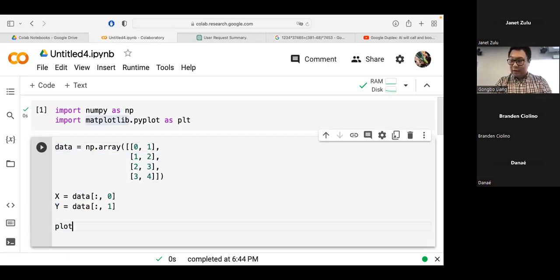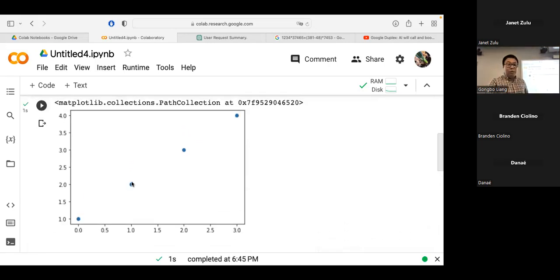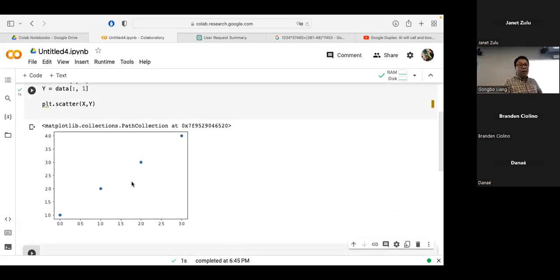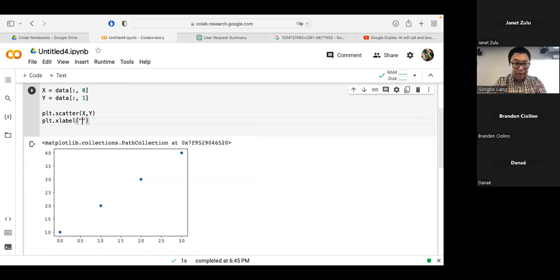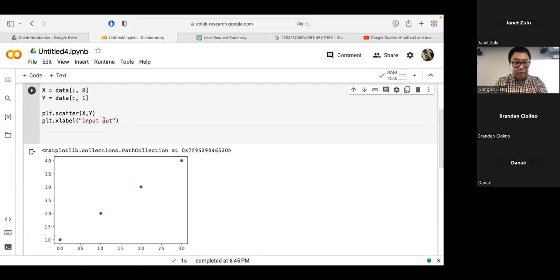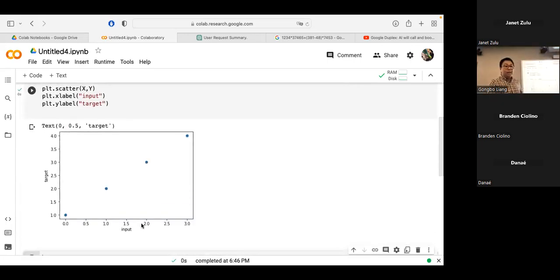Let's plot. This is what our data set looks like. My X label is input. Now it's clear: X is the input feature, the first column, and Y is the target. Ideally I want to fit a model so that given any possible input, it will give us a good output, a good mapping. This is our goal.